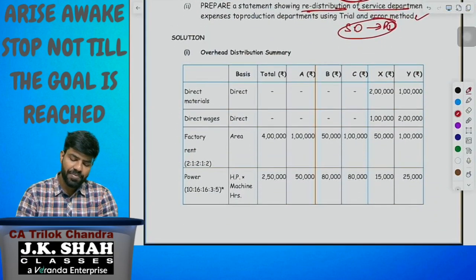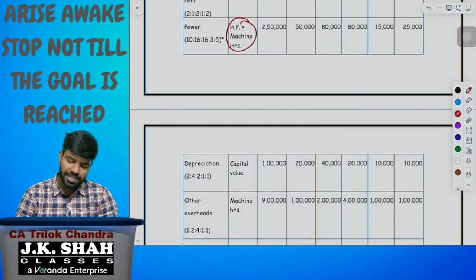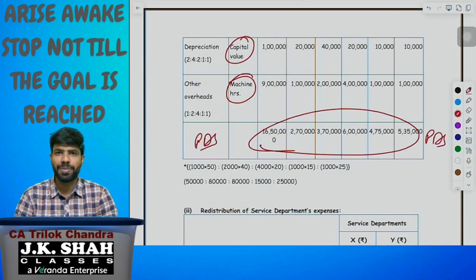Okay, now look at here. Overhead distribution summary. First, direct material, direct wages. Don't take them for the production departments. Take them only for the service departments. Factory rent, area. Power, horsepower into machine hours. Depreciation, capital value. Other overheads, machine hours. If you make a total, we'll get the primary distribution summary. This is called the primary distribution summary.